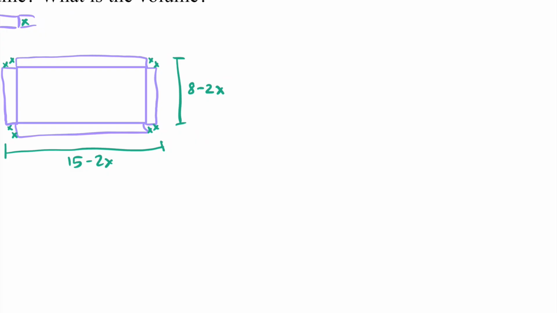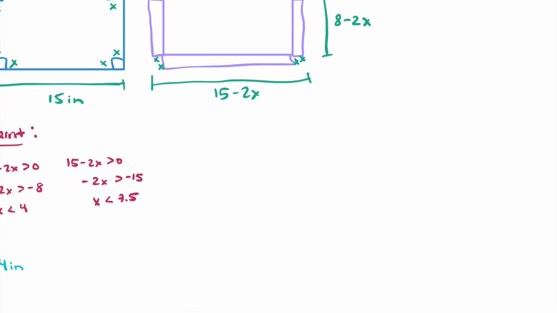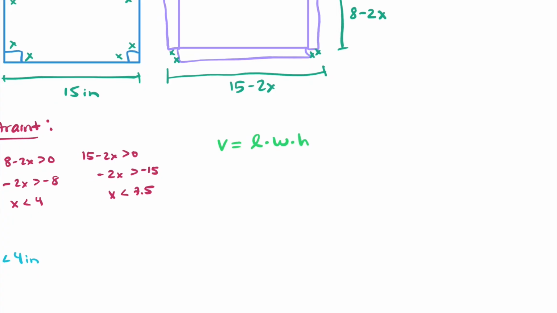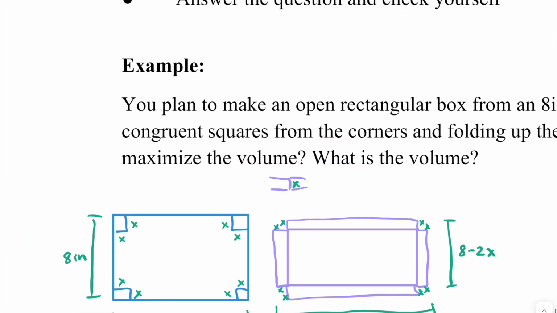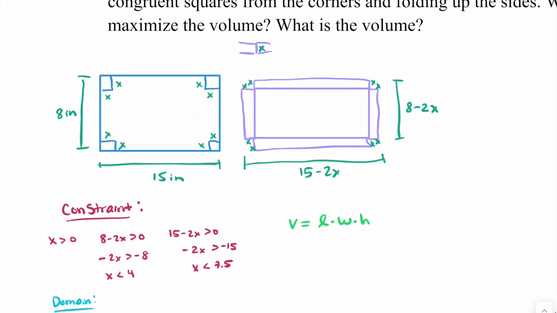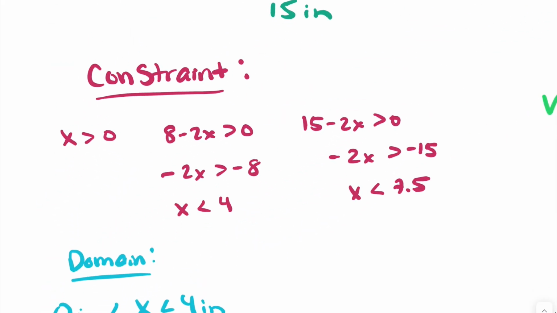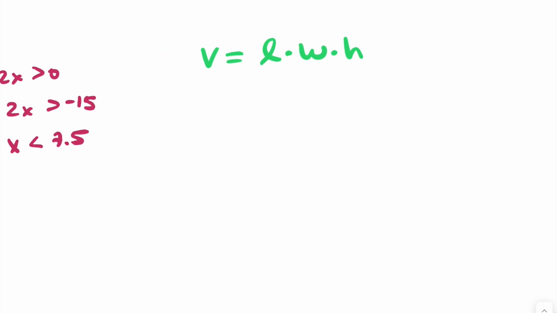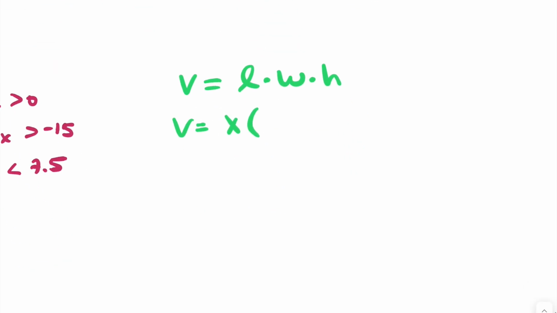Let's take our volume. What we are maximizing is our volume. Volume is length times width times height. Back here, this is my restriction and constraint. I just did the same thing here, so we're done with that step. We're ready for volume. Volume of a box is length times width times height. That's going to be x times 8 minus 2x times 15 minus 2x.